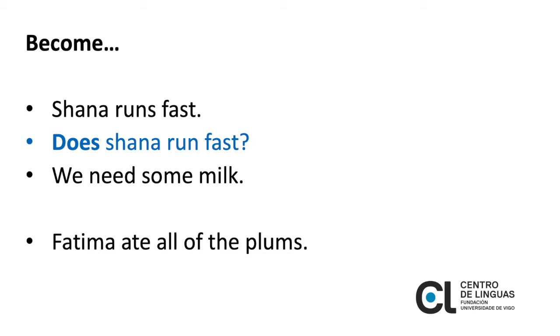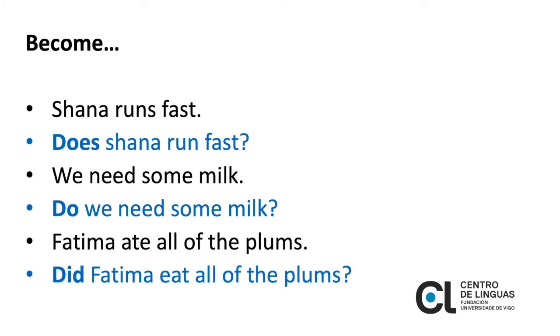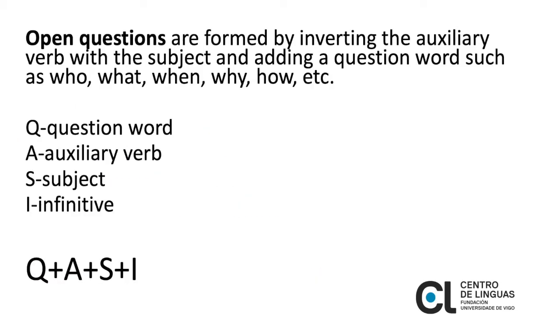To make inversion here with the verb to run, we have to put the auxiliary verb do, okay, and conjugate it. Does Shauna run fast? We need some milk. Do we need some milk? And Fatima ate all of the plums. This is in the past tense, so instead of do, we say did. Did Fatima eat all of the plums?